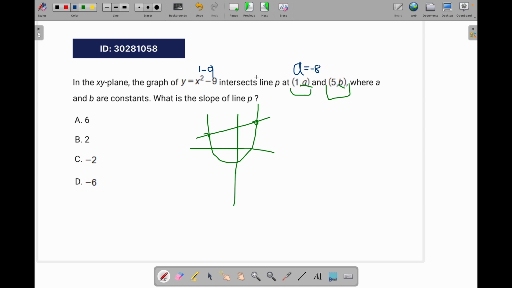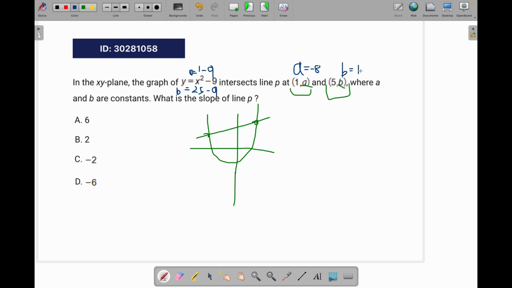Now let's plug in 5. 5 squared is 25 minus 9. This is going to be our b value. 25 minus 9 is our b value, and that's just going to be 16. So b is going to equal 16.